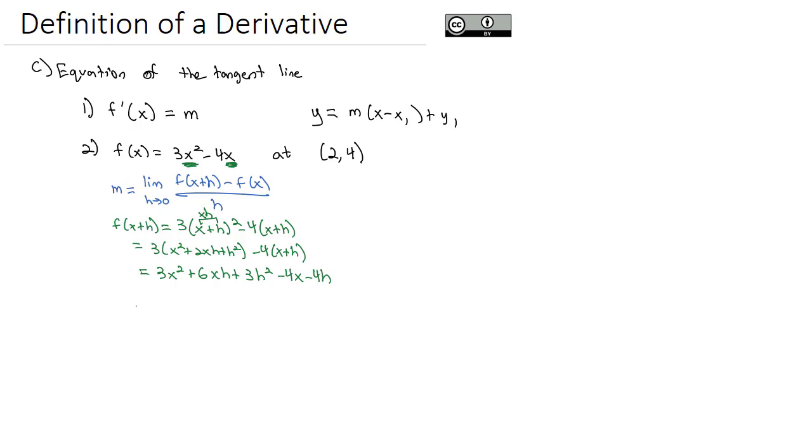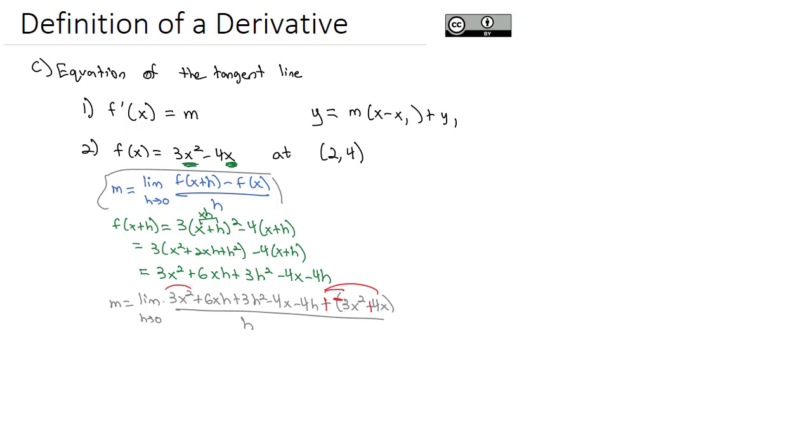Now that we've got that x plus h, let's plug it into our formula. So we have the slope is equal to the limit as h goes to 0 of f of x plus h, which we just found out is 3x squared plus 6xh plus 3h squared minus 4x minus 4h, minus, always in parentheses, the whole function, 3x squared minus 4x all over h. The reason that this parentheses is important is that negative is going to distribute onto both parts, making it now a negative 3x squared and a positive 4x.